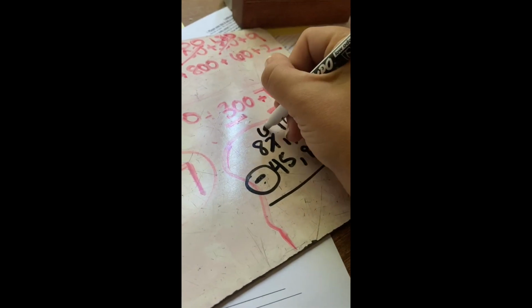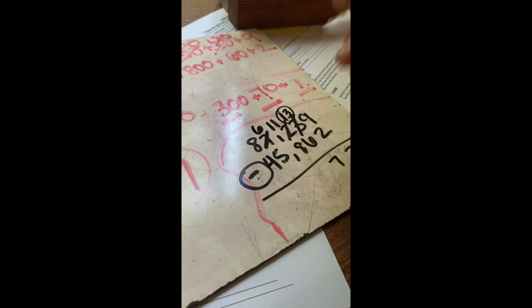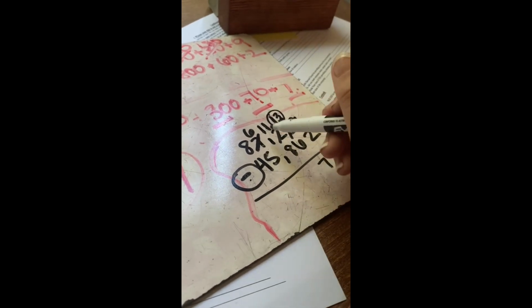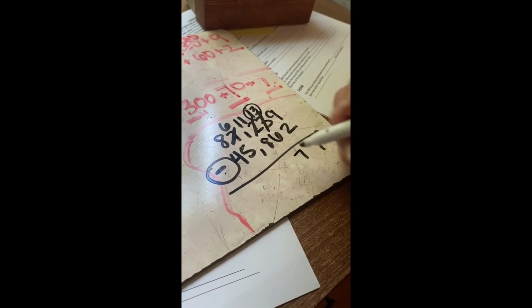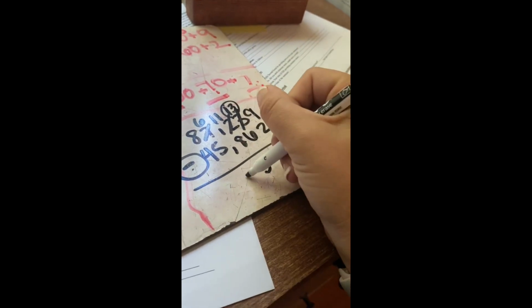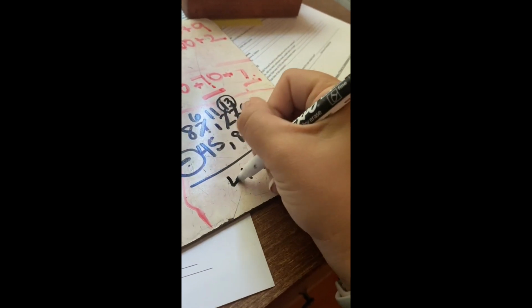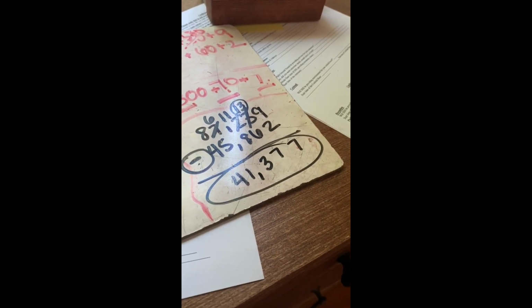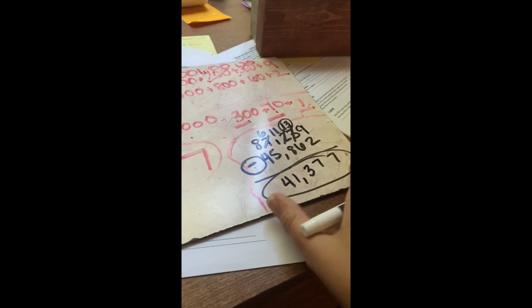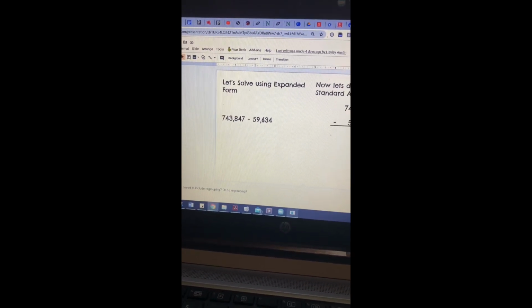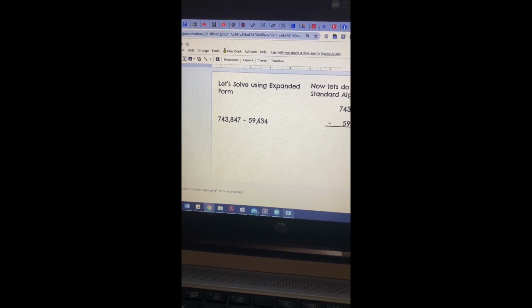And if I give 1,000, this becomes 6. And this becomes 1,100 or 11 hundreds. 11 minus 8 is 3. 6 minus 5 is 1. 8 minus 4 is 4. Once again, I'm getting 41,377, which is what I got over here. It just simplifies what we're doing so you don't have to do all of these numbers. All right, now we're going to try solving this problem using expanded form.